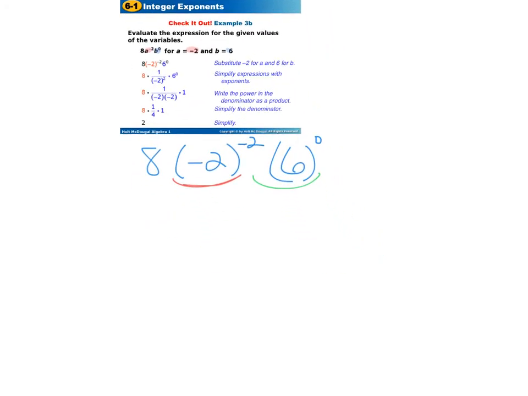So negative 2 to the negative 2 power becomes 1 over negative 2, and then the exponent becomes positive. I'm going to drop down the 8. I'm going to evaluate 6 to the 0 power. 6 to the 0 power is 1. Now I have to figure out the middle part. Negative 2 times negative 2 is 1 over 4.